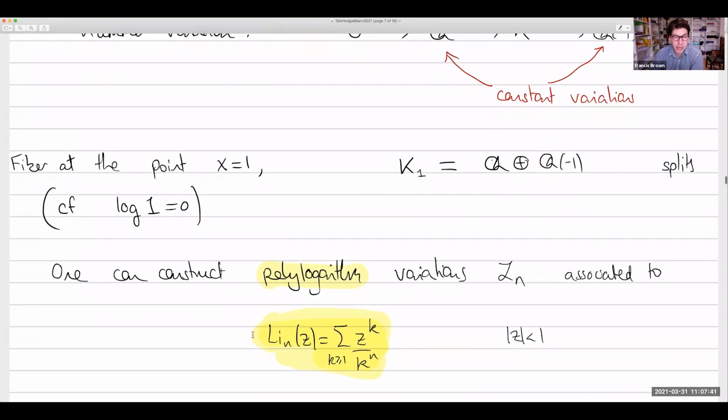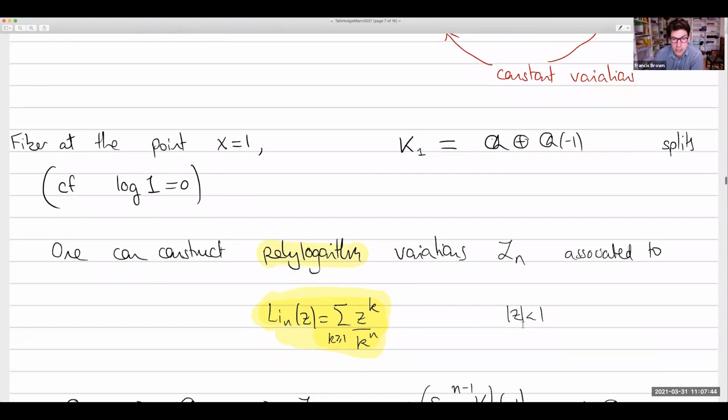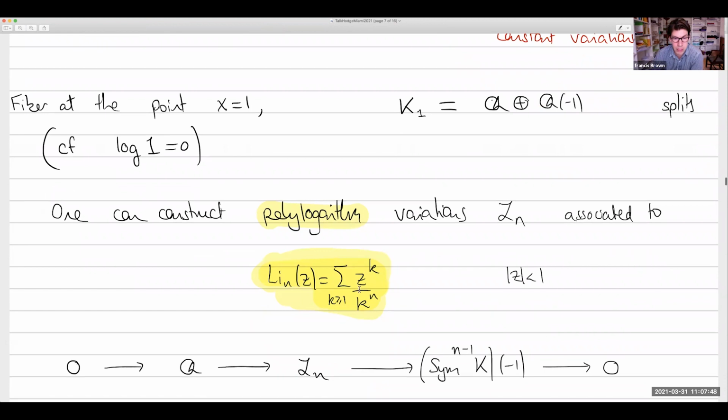It is possible to construct polylogarithm variations, which are associated to the classical polylogarithm function here, which I've highlighted. This is a very ancient function defined by this Taylor series, which converges for absolute value of z less than 1, and it extends to a multi-valued function on P1 minus 0, 1, and infinity. So it has monodromy around 0 and 1. And this is all the rage. At the time of the Motives conference, there were lots and lots of talks about polylogarithm variations. I won't give the definition, but it will pop out from something I'll mention later on.